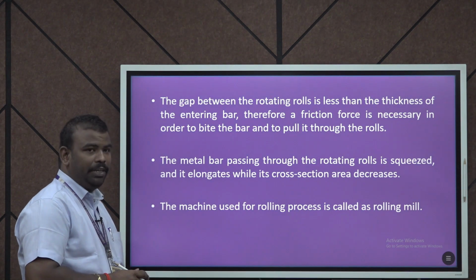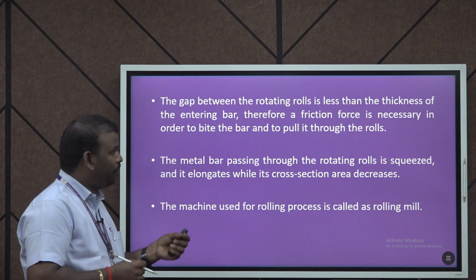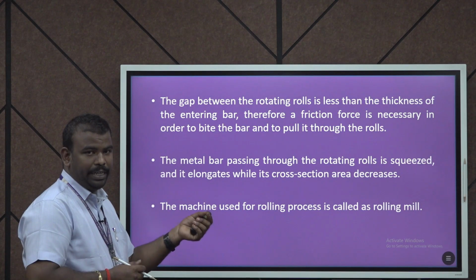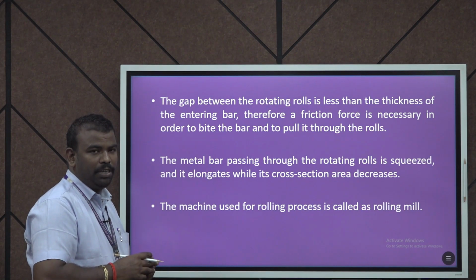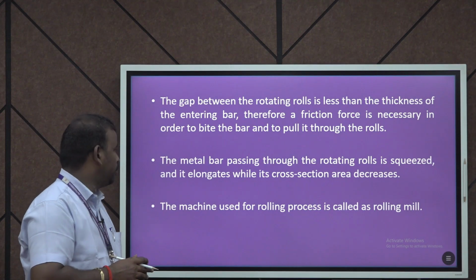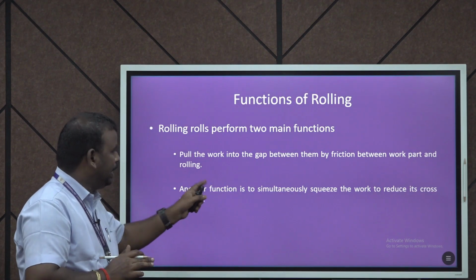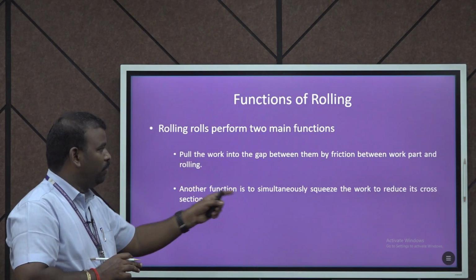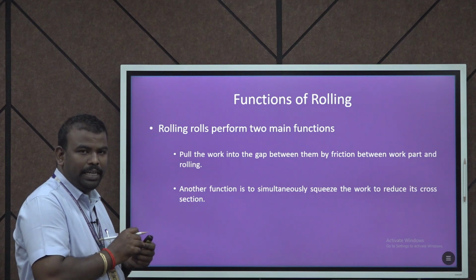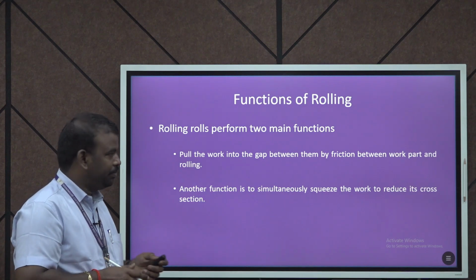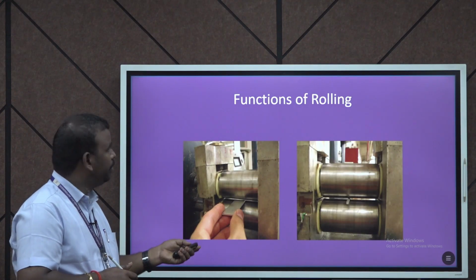The gap between the rotating rolls is less than the thickness of the entering bar, therefore frictional force is acquired in between the rolls and the entering bar is pulled in through the rolls. These are the two main functions of rolling mills. The first one is to pull the work into the gap by the friction between the work part and the rolls. The second important function is to squeeze the workpiece and elongate it. These pictures show the two-way rolling mill working.